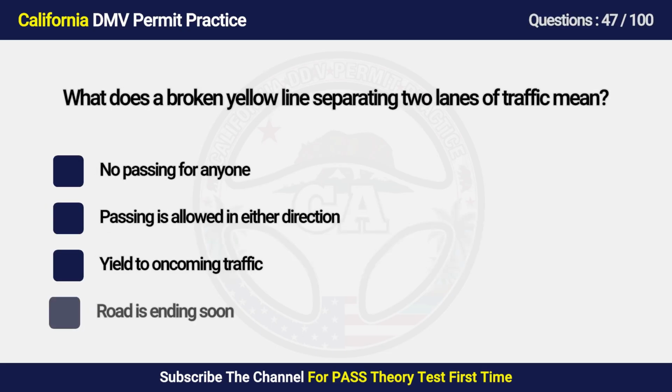Question 47. What does a broken yellow line separating two lanes of traffic mean? A. No passing for anyone. B. Passing is allowed in either direction. C. Yield to oncoming traffic. D. Road is ending soon.